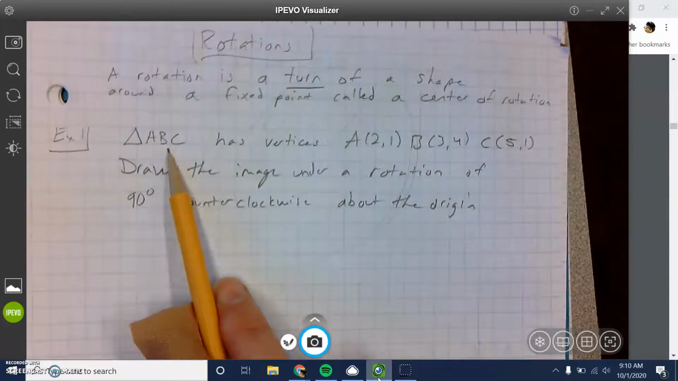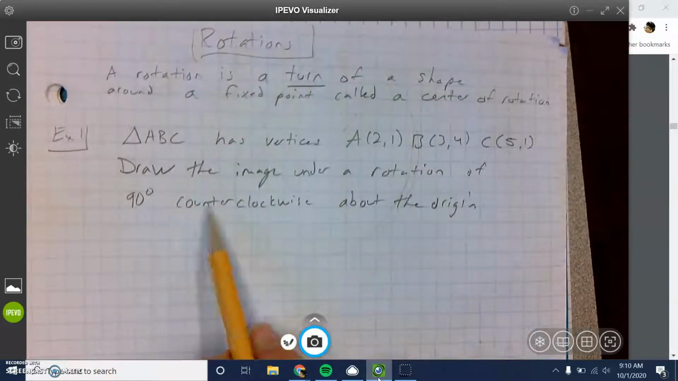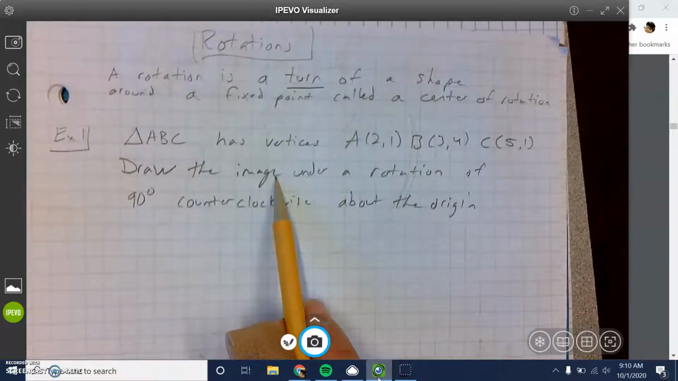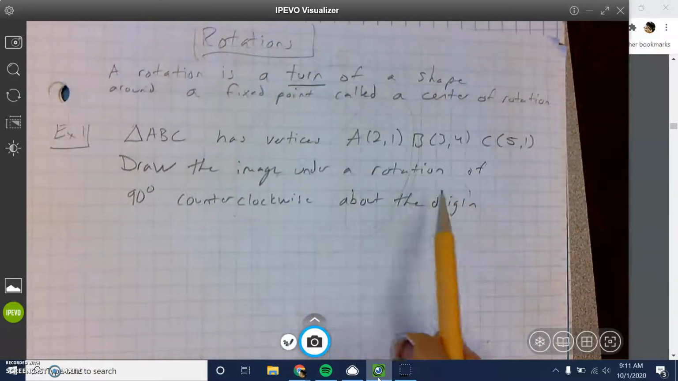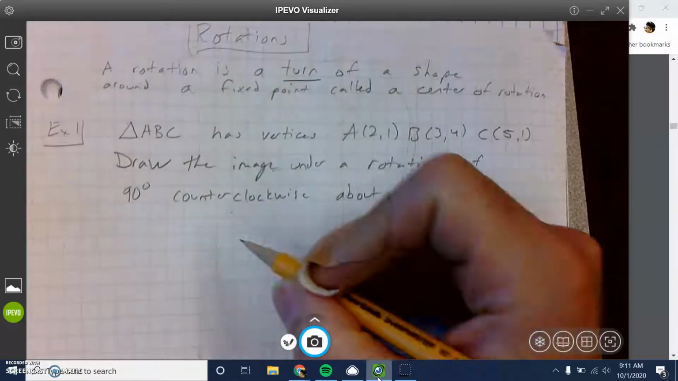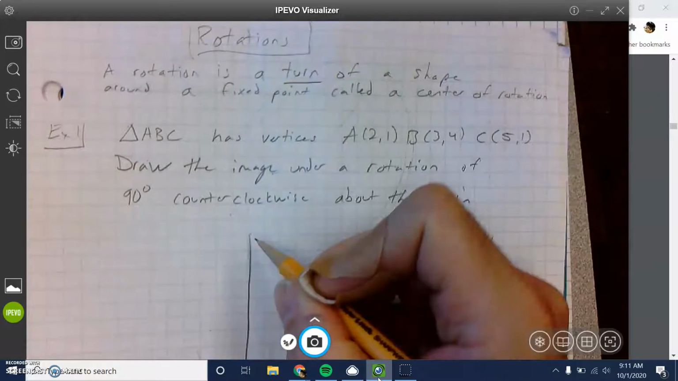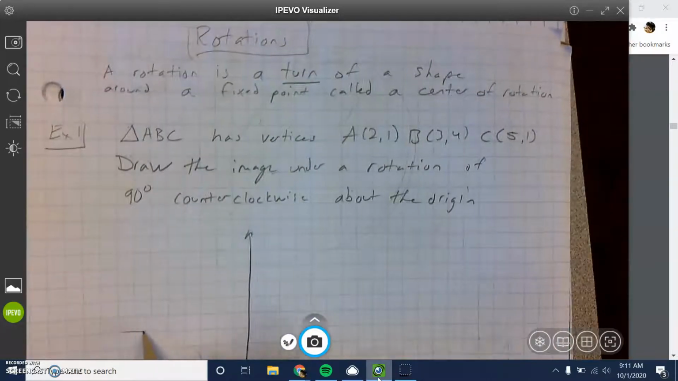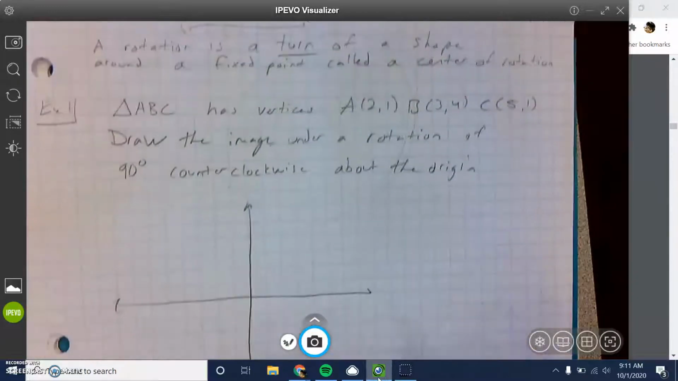So, triangle ABC has vertices A, B, and C at those points. Draw the image after we rotate it 90 degrees counterclockwise about the origin. Okay, let's talk about that last part once we've got our picture set. So if you have graph paper, that is great. If not, just approximate.